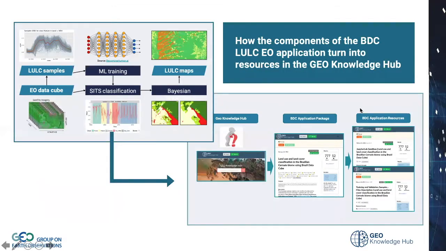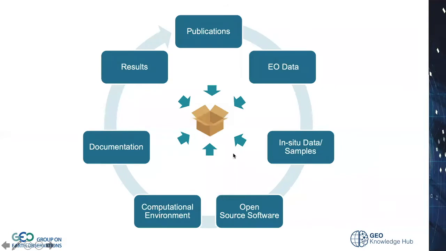Therefore, the knowledge we want to share is the methodology we are developing. So our presentation will focus on how the various components related to this research pipeline are turned into resources in the GeoKnowledge Hub. In the GeoKnowledge Hub, all the components of an Earth observation application are represented by a knowledge package. The knowledge package contains all the essential elements of the application necessary for its reproducibility or replicability.